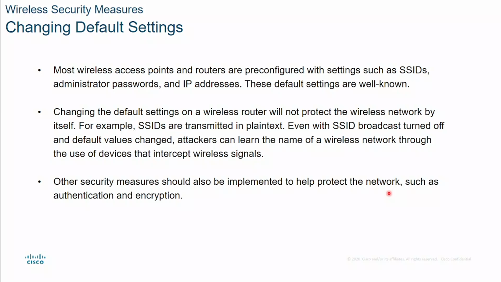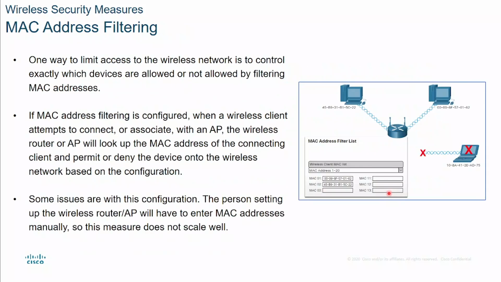So changing the default settings on a wireless router will not protect the wireless network by itself. For example, SSIDs are transmitted in plain text. So even with the SSID broadcast turned off and the default values changed, attackers can still learn the name of the wireless network through the use of devices that intercept wireless signals. So other security measures should be put in place to help protect your network, such as authentication and encryption.